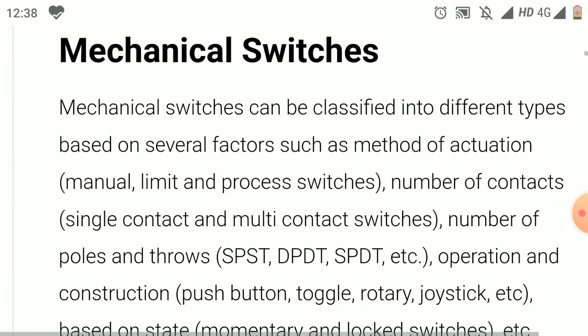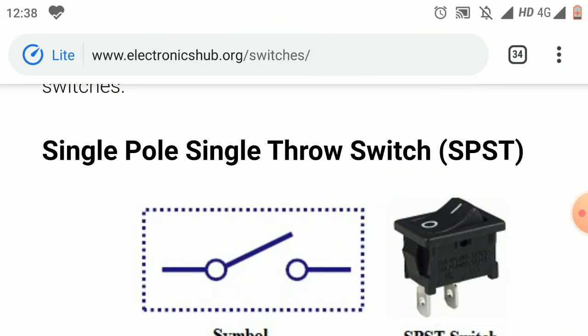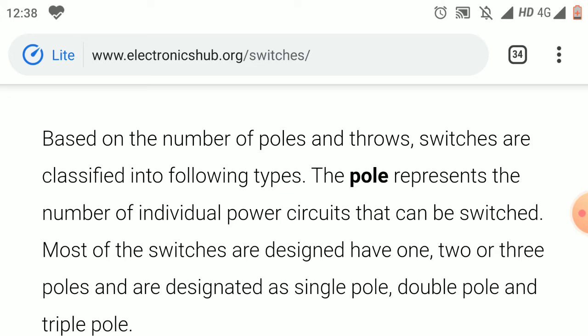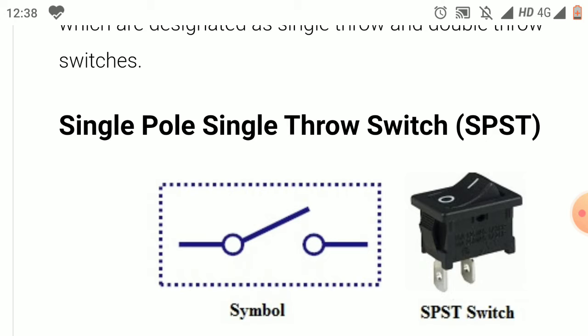The first type of switch is the SPST switch. The SPST switch is called a single pole, single throw switch. Pole and throw are two different words we are using here. The pole represents the number of power circuits which are switched on or off, and throw means the number of states through which the current can pass through the switch. These are two very important words here, pole and throw. Depending upon pole and throw only, we are classifying the switches into categories.